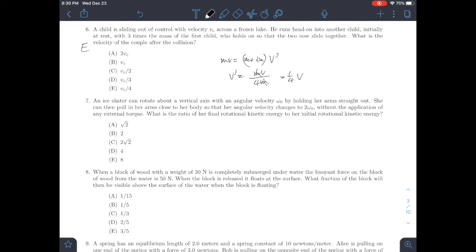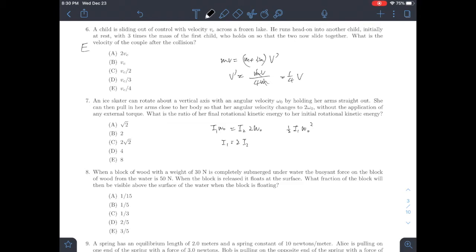By holding her arms straight out, she can then pull her arms closer to her body so the angular velocity changes to 2 omega naught without the application of any external torque, so angular momentum is conserved. What is the ratio of her final rotational energy to her initial rotational energy? Because the angular momentum is conserved, we get I1 omega naught equal to I2 times 2 omega naught. Then I1 equals 2 I2.